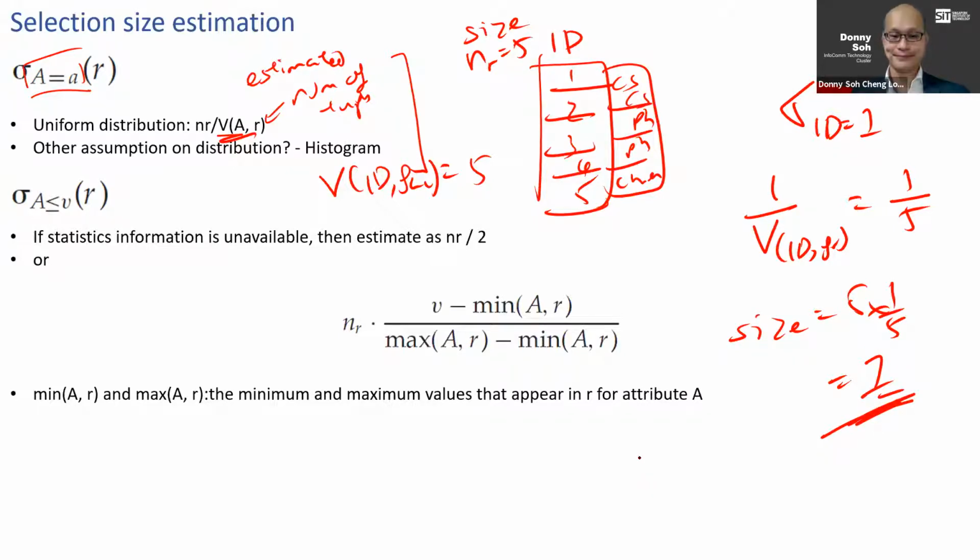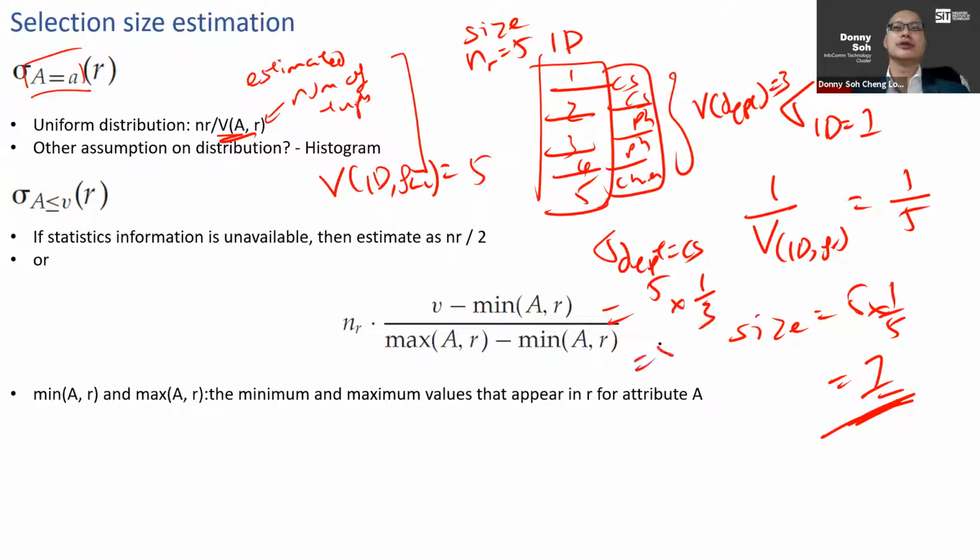So this is like the expected number of tuples that is going to be returned. If I have sigma of department equals CS, N is going to be equal to 5, my V of department is 3. So it will be equal to 5 times 1 divided by 3, which is 5 over 3.